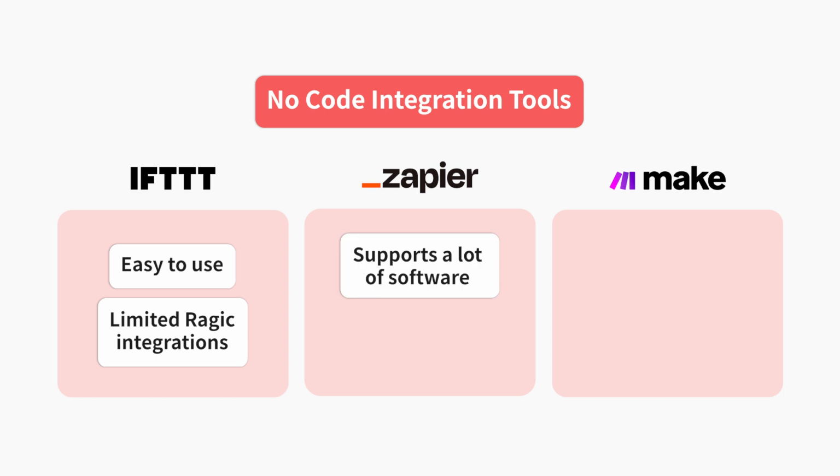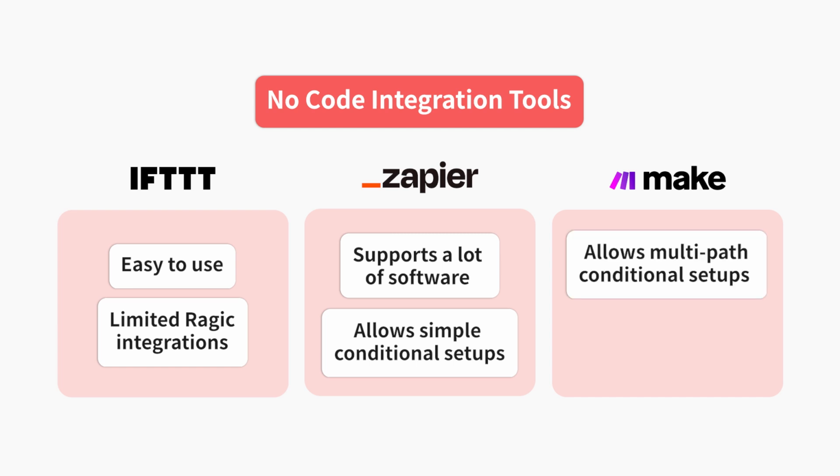Zapier supports more software and lets you perform multiple actions with one trigger. You can also set up simple conditions and paths, like filtering data before executing an action. However, the free version allows only 2 stages, one trigger and one action, so you'll need the paid version for more advanced conditions.